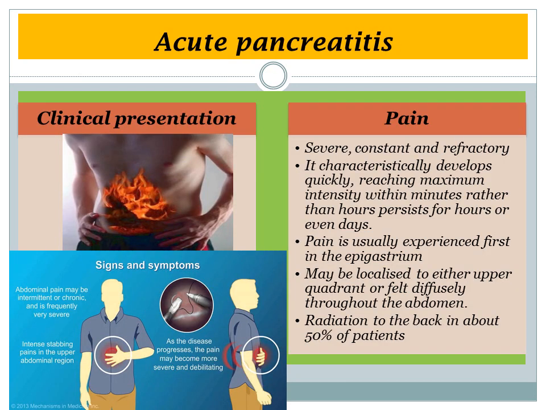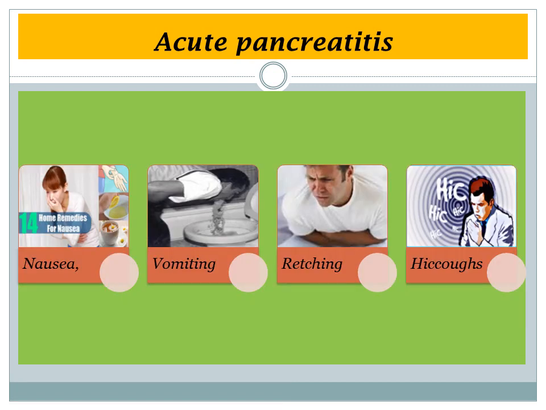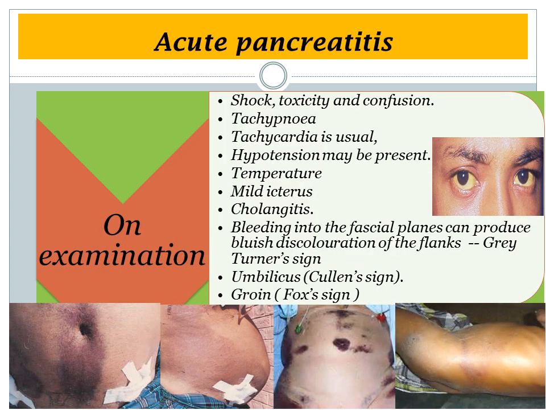How does pancreatitis present? The clinical presentation: the most common is pain, which is very severe, constant, and refractory. That means it does not relieve with ordinary medication. It characteristically develops quickly, reaching maximum intensity within minutes rather than hours, and persists for hours or even days. Pain is usually experienced first in the epigastrium, may be localized to either upper quadrant or felt diffusely throughout the abdomen. Radiation to the back is only in about 50% of the patients. Then the patient may have nausea, vomiting, retching, or hiccup.